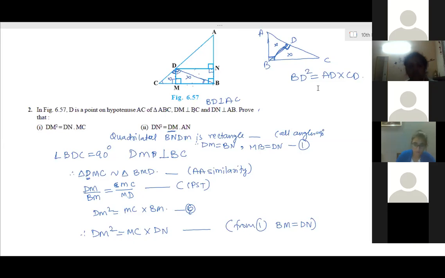Ma'am, a doubt, ma'am. How is angle BDC equal to 90 degrees, ma'am? In the old book it is not given, in the new book it is given. It is given BD perpendicular to AC in the new book. Okay, so I have copied this from the older book. Okay, ma'am. Thank you, ma'am.